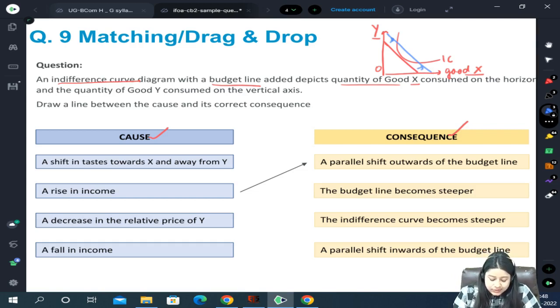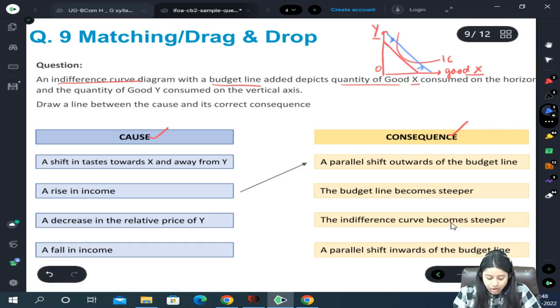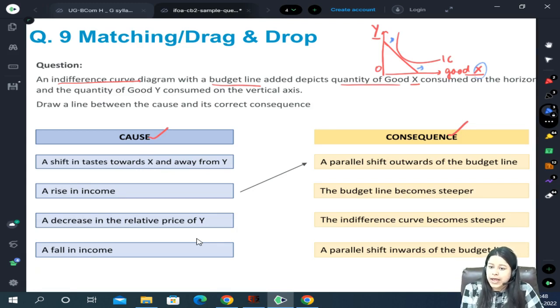A shift in the tastes towards X away from Y. So basically people are preferring X over Y. Isme budget line ka kuch impact hoga? Soch lo na pehle, answers mat dekho. I'm just asking you, if the preference is shifting towards good X, preferences change ho rahe hain. Budget se to kuch farak nahi pad raha na. So budget line mein there will be no impact.